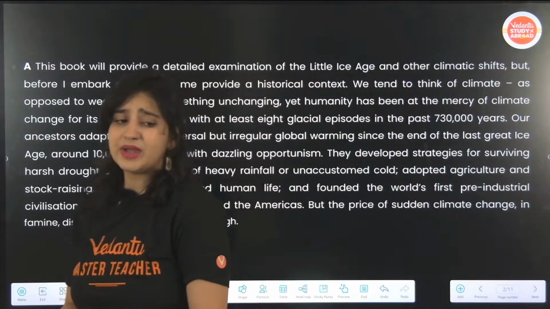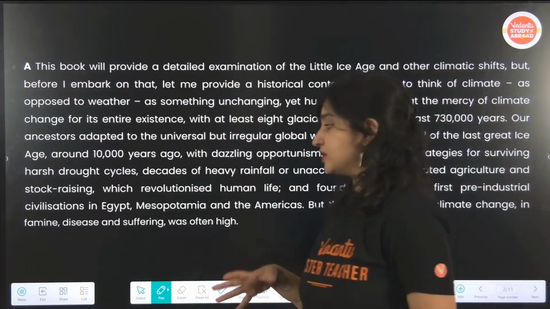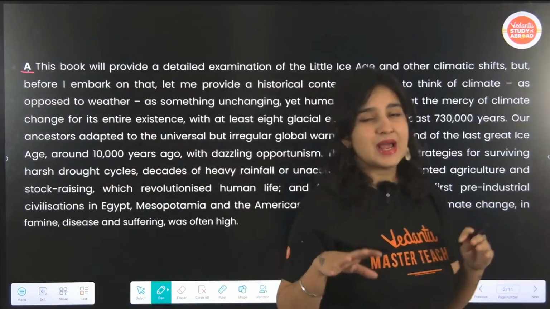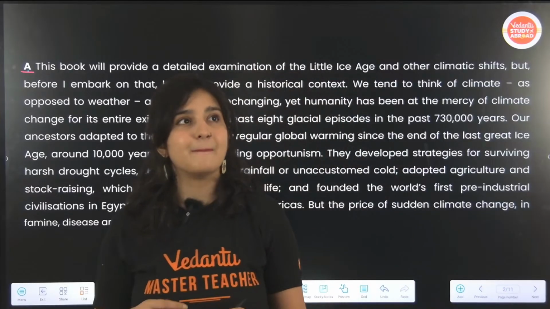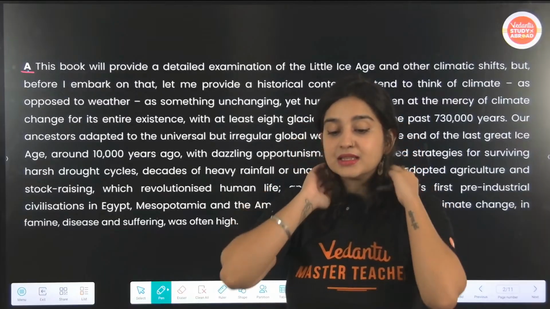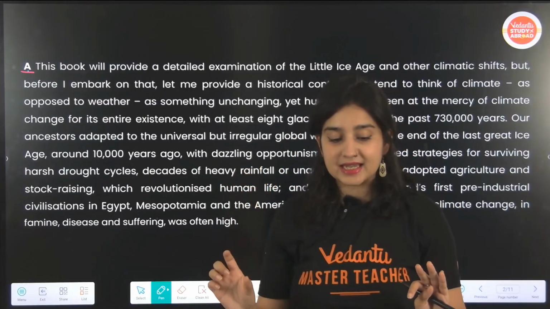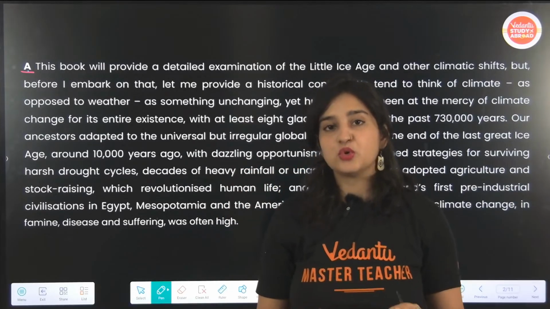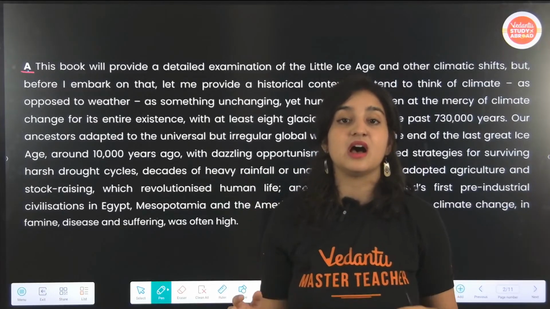Now, a quick tip. When you see that the passages are already marked, as in there is a letter in front of them, rest assured that you're going to get a match the headings or match the content kind of question. Okay? What are these questions? These are which of these headings will match which paragraph.